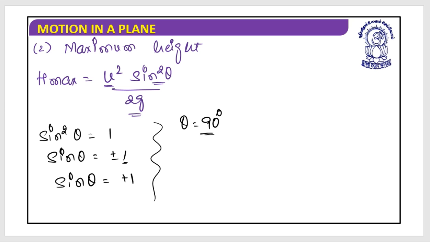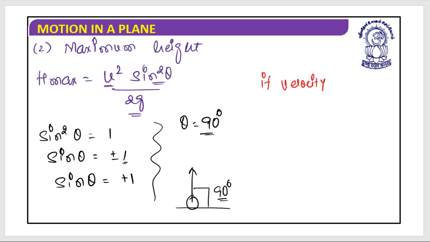So what do we mean by 90 degree? Let's look. If I have an object thrown like this, it has made a 90 degree with the horizontal. Yes, this is the case. This is simply the motion in one dimension that we learned in the previous class, in the previous unit.